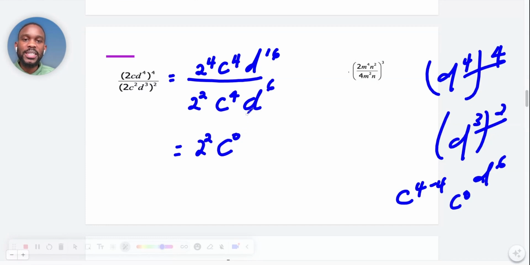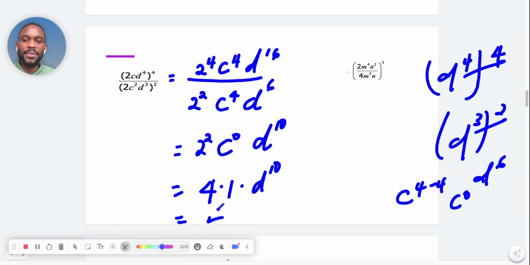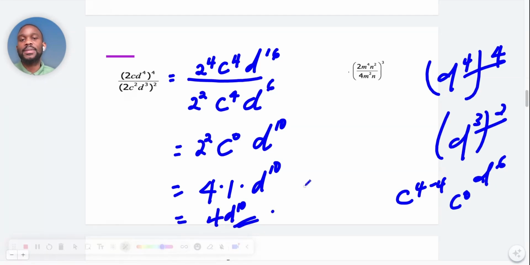Then let's go to the D's. So D exponent 10. Anything to the exponent 0 is 1. So times 1, this gives you 1. D exponent 10. But anything times 1 is that thing really. So this gives you 4D to the 10. So that's the answer. Please pause the video and try to work out these problems alone and see if you get the same answer. Let's look at problem number 2.